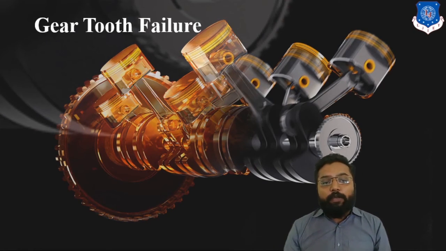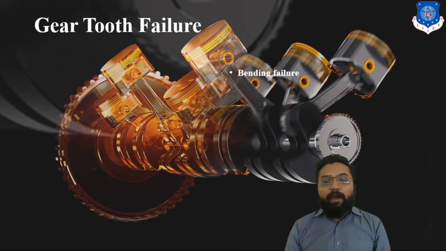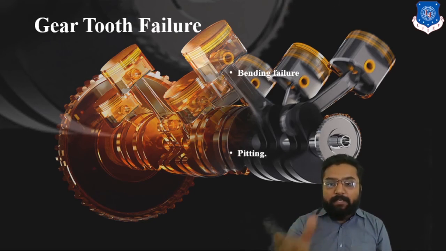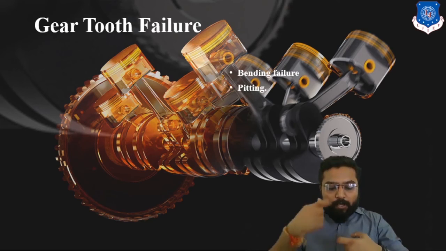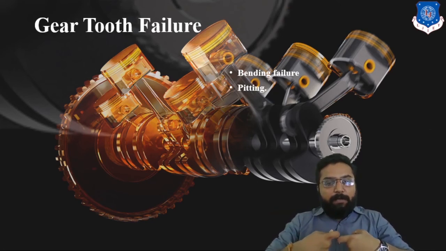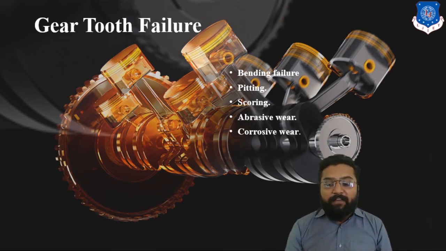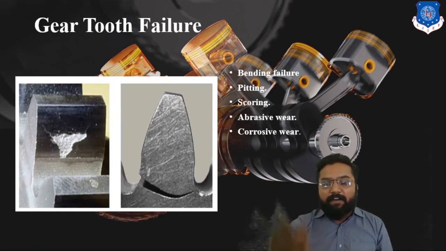Clear? Due to these loads, if we haven't designed our gear sufficiently to take them, the gears are going to fail. What kind of failure will occur? One is bending failure due to bending stress. Another is pitting due to the static stress, as well as any foreign material which comes in between pinion and gear. Third is scoring due to a lesser amount of lubrication. Then abrasive wear due to continuously running against each other. Lastly, corrosive wear due to external effects, weather effects. So these are the different types of gear tooth failure.